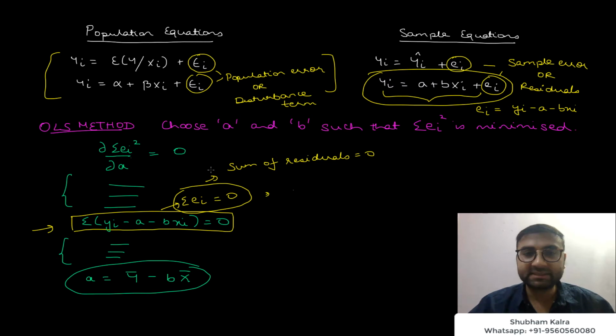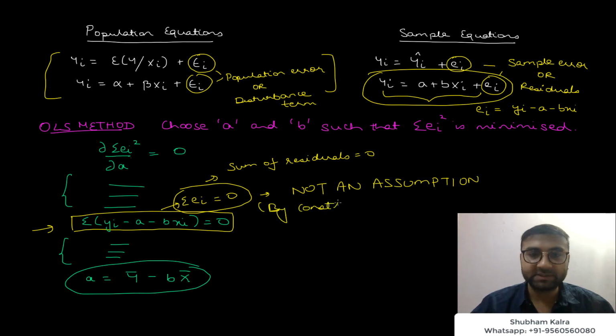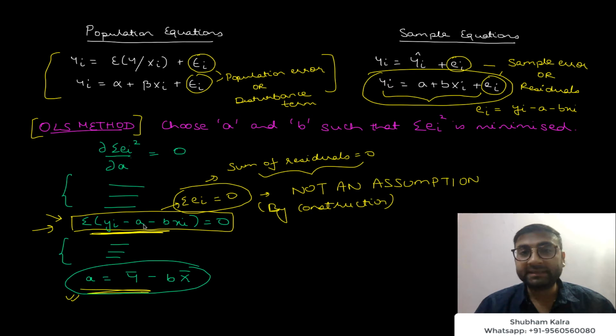Now, what are the things that you need to note over here? Well, this is not an assumption. This is something that is happening by construction. Let me explain what I mean by this. This thing that the sum of the residuals has to be equal to 0, I'm not assuming that, right? I was doing the method of OLS, and in between when I was trying to solve for the formula to calculate a, I ended up with this. My purpose was to figure out the formula for a, but in between I got this equation. So the method of OLS is constructed in such a manner that when you are trying to figure out the formula to calculate a, you get this in between.